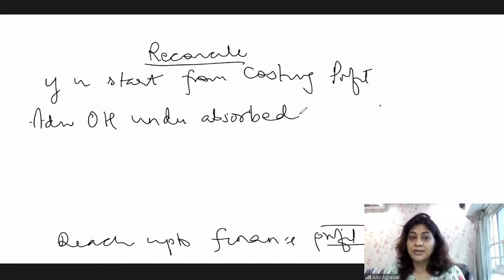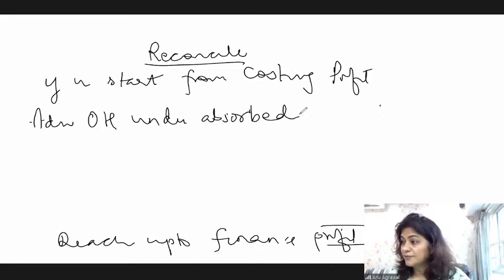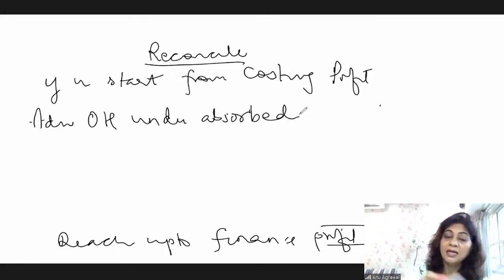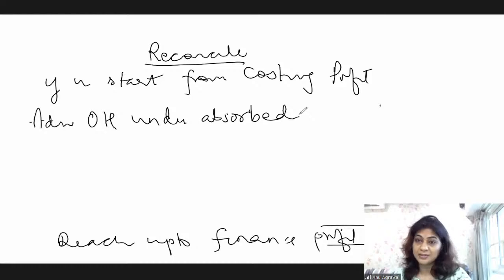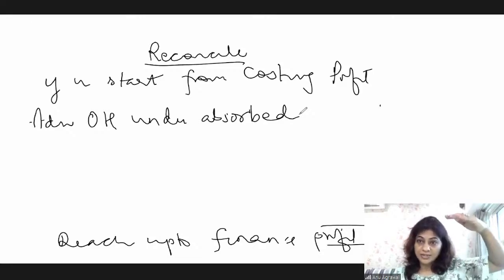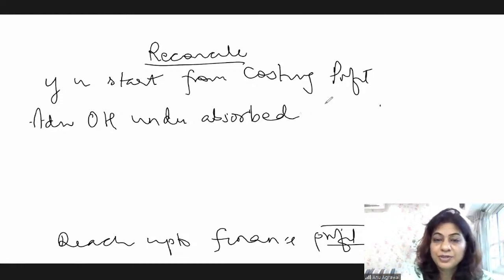If administration overhead is under absorbed, that means you have charged lesser expense. Now, guys, if you charge a lesser expense, what happens? Profits will be higher. Where does under absorption happen? In costing. So in costing, if the admin overhead is under absorbed, that means costing profit is higher. So if costing profit is higher, it will try to reach up to finance profit. So what do you need to do? You need to subtract.